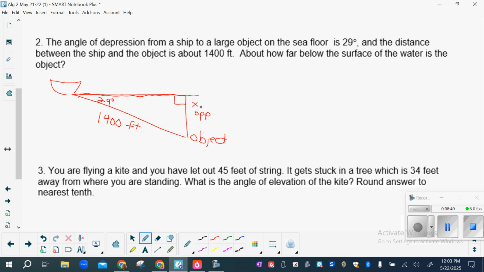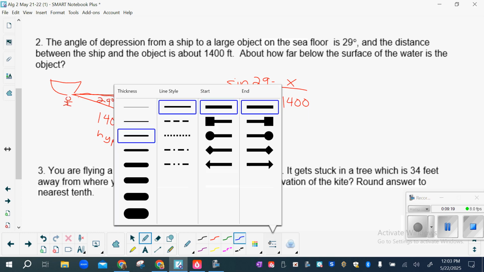What is 1,400 in relationship to 29 degrees? Yep, and we already said the other one is opposite, so which trig function would that be? Sine. So we have sine 29 equals the opposite, which is x, over the hypotenuse, which is 1,400. So what would we do next to solve that? That's right. We want to get x by itself, so we multiply both sides by 1,400.